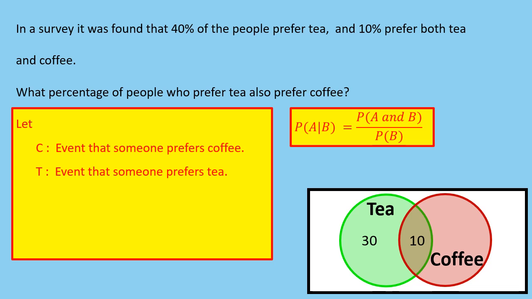We also know that the probability of event B, that is, the probability that someone likes tea, is 200 out of 500, or 0.4. Plugging these values into the conditional probability formula, we get the probability of A given B equals 0.1 divided by 0.4 equals 0.25. Therefore, the percentage of people who like both coffee and tea among those who like tea is 25%.